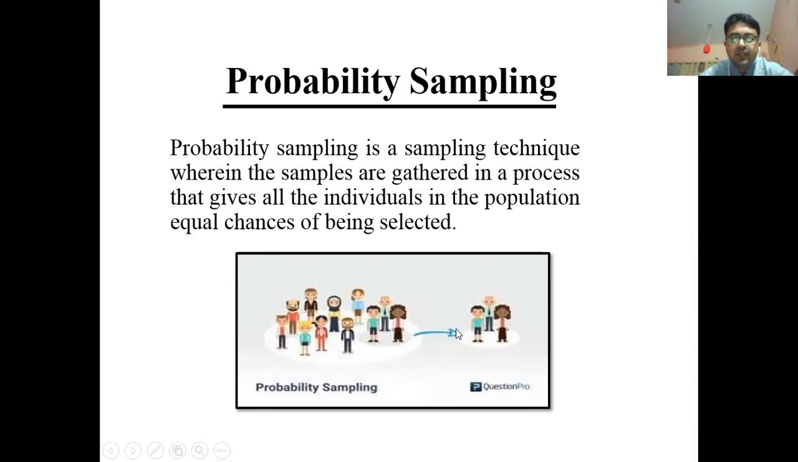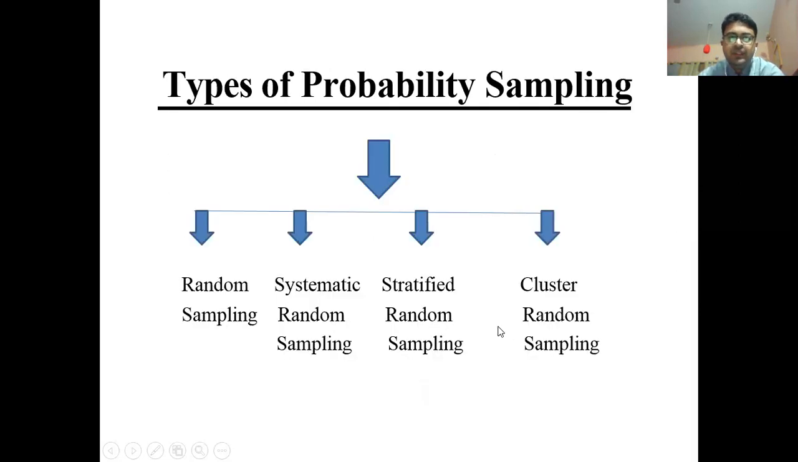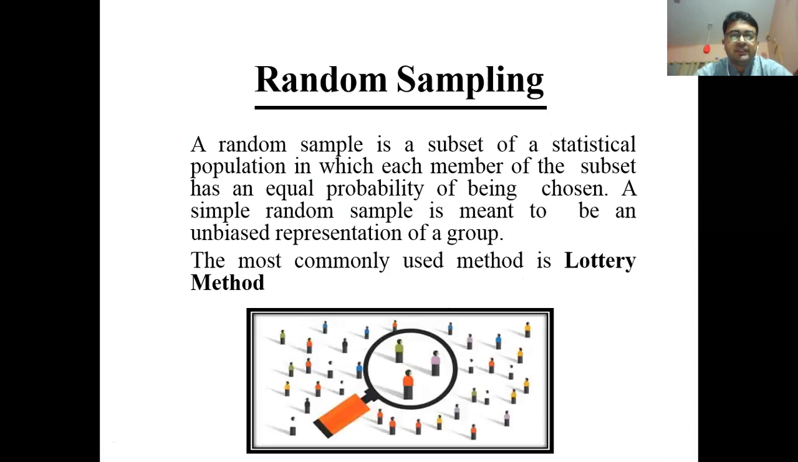So here we have selected three people from the whole population. This is the probable sample. If we take the types of probability sampling, there are random sampling, systematic random sampling, stratified random sampling, and cluster random sampling. And I will discuss first the random sampling.